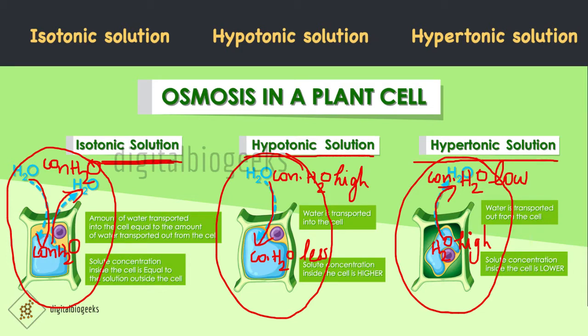In isotonic solution, there will not be any change to the cell. In hypotonic solution, the water will enter into the cell and the cell swells up, and in hypertonic solution, water oozes out from the cell and the cell will shrink. From this, we can conclude that osmosis is a kind of diffusion through a selectively permeable membrane.